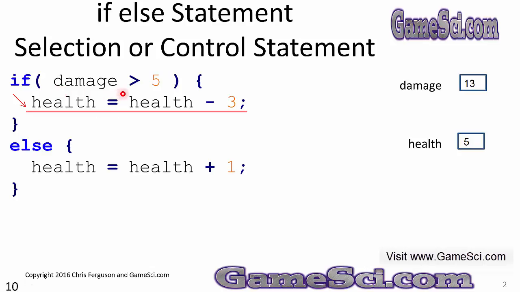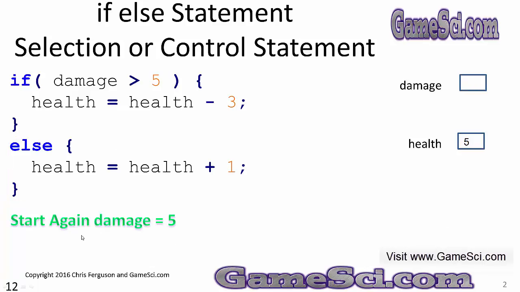When the condition or Boolean is true, we will select this piece of code to execute. Health equals health minus 3 will execute, and you can see the updated 5 in the health variable. When it's done with the if portion of the if-else statement, it will skip past the else and continue on with the program.